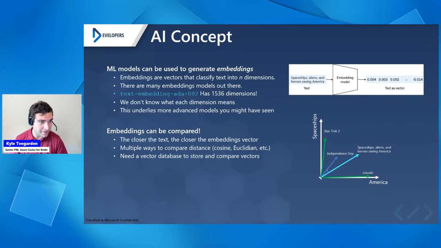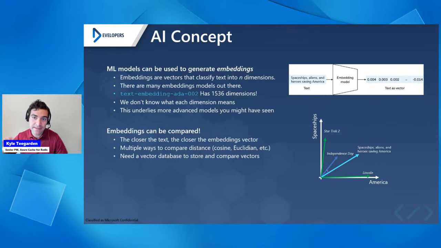There's a lot of different ways to compare the vectors, which we'll dive a little bit into. Cosine, or just the angle between the vectors, is maybe the most common, but there's a few others as well. You can measure the absolute distance or Euclidean distance, for example. And then it raises some extra questions like, okay, how do we store these vectors and how do we compare the vectors and make that fast and efficient and quick?